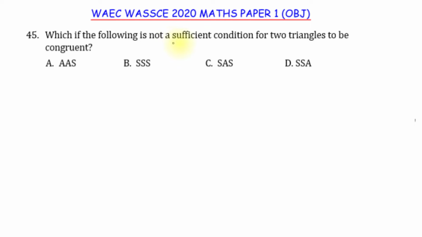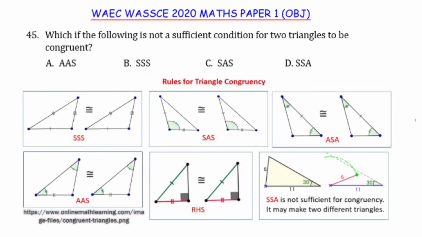Which of the following is not a sufficient condition for two triangles to be congruent? Okay, so we need to understand what is meant by the word congruent. I have this beautiful set of rules from onlinemathlearning.com that I've brought in that will help us to actually understand this.